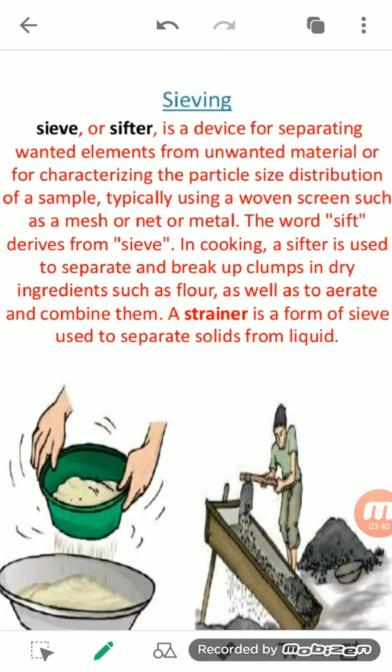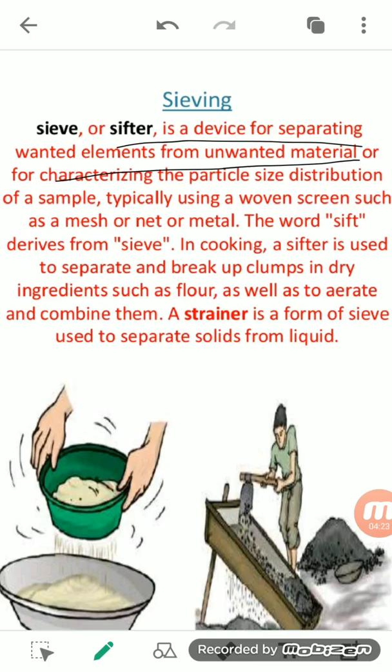After threshing, then winnowing, what will happen? Now we have to sieve it. Okay, so the sieve or the sifter, what is it? It is a device for separating the wanted material from the unwanted material, or for characterizing the particle size distribution. Okay, so this method is used when the components of the mixture are of different sizes. If they are of different sizes, then we can use the process of sieving. Sieving removes the unwanted seed or the soil particles from the grain.